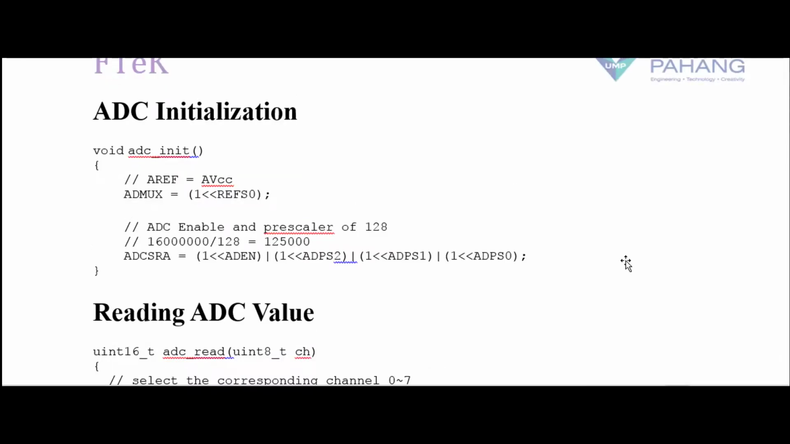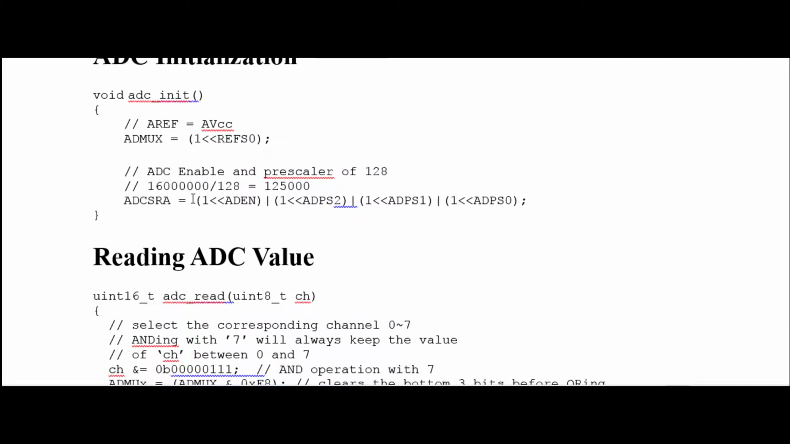Usually we write a function for initialization. In ADMUX we put REFS0 to 1, which makes the internal reference. We enable the ADC and we choose the prescaler. In this case we choose the prescaler 111, so it's 128.